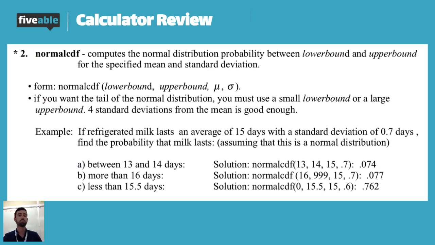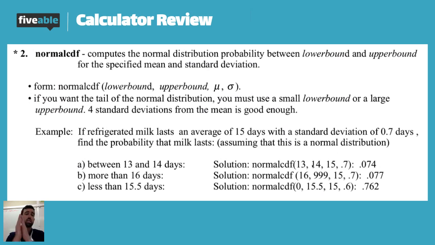Let's look at an example. If refrigerated milk lasts on average 15 days with a standard deviation of 0.7 days, find the probability that milk lasts A, between 13 and 14 days. And don't forget, we have to assume that the distribution is normal. If it's not normal, we can't do this. So between 13 and 14, here's how we would type it in. Normal CDF, 13, comma, 14, comma, 15, comma, 0.7, which gives us about 74% of the data.